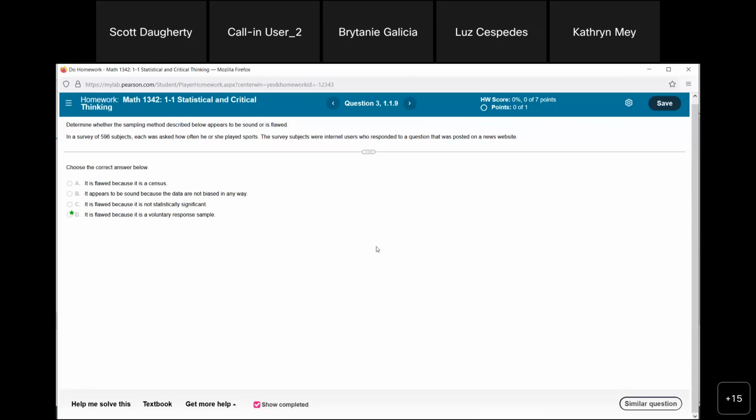And so anytime you have a voluntary response sample, the people that aren't volunteering their information, those people are not being represented. So even though this is a common way of sampling, it does not generate a representative sample. So this would be flawed.